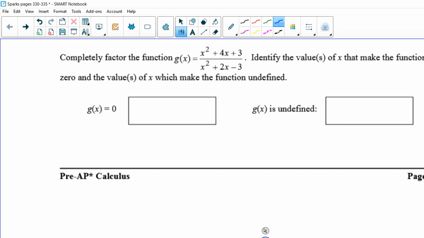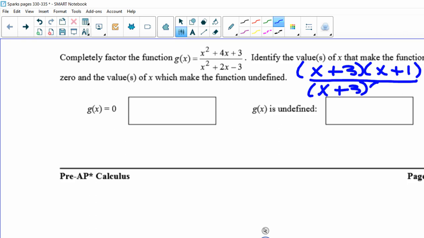Completely factor that function. We did that at the top, didn't we? Now, so I don't have to scroll back and forth, what did we have? x plus 3 times x plus 1 over x plus 3 times x minus 1. Identify the values of x that make the function equal 0 and the values of x that make the function undefined. Let's start with the undefined first.